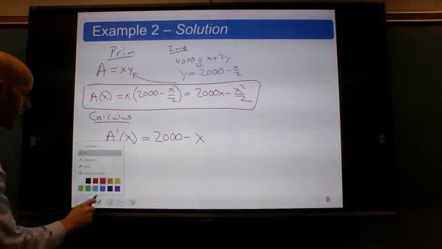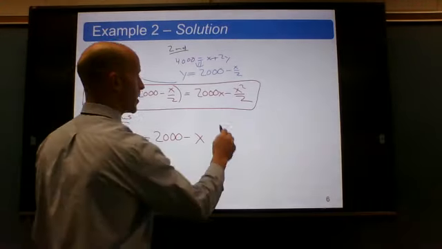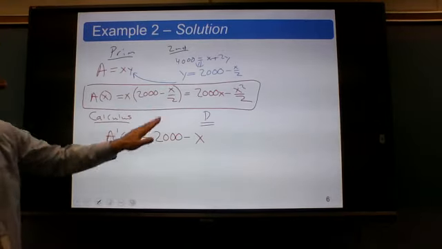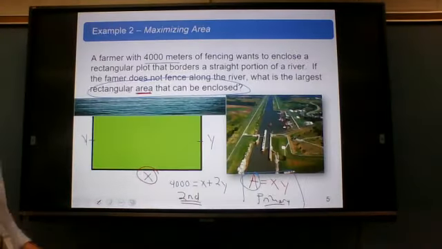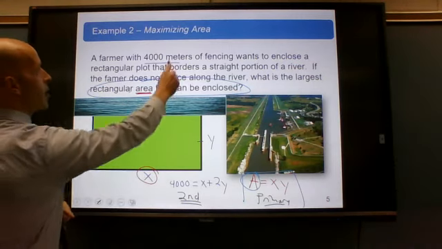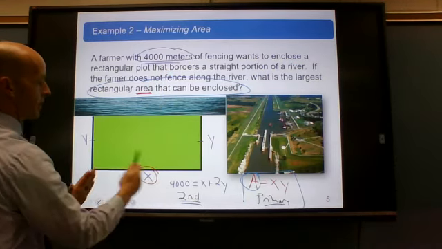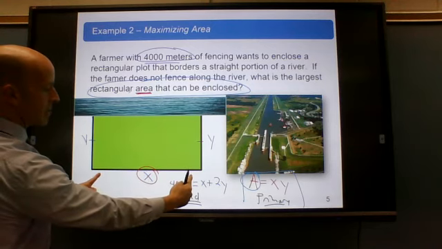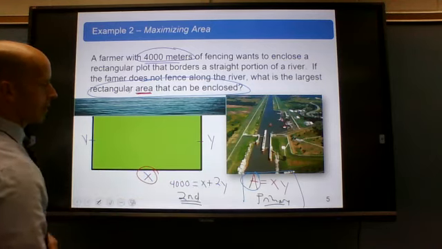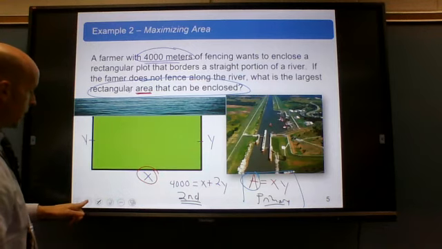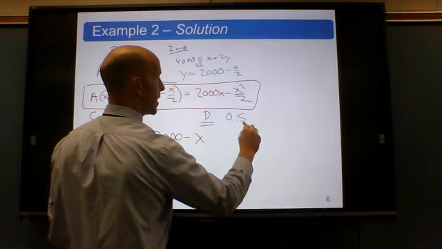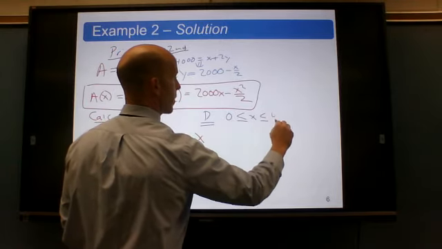Oh, and again, I kind of skipped this on the last one too, and I apologize. Let's talk about the domain of this function. If we go back to this problem right here, we know that we have 4,000 meters of fencing. So the absolute longest length that x could be would be 4,000, which would make y equal to 0. So the domain here is 0 less than or equal to x less than or equal to 4,000.